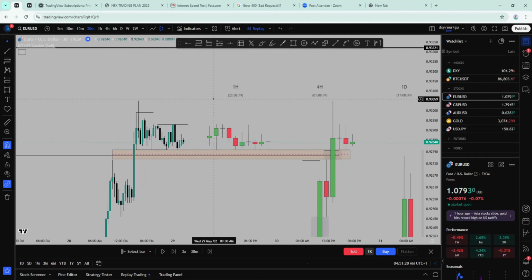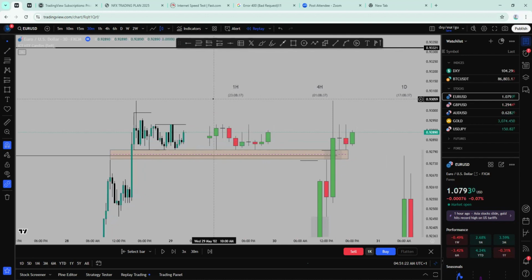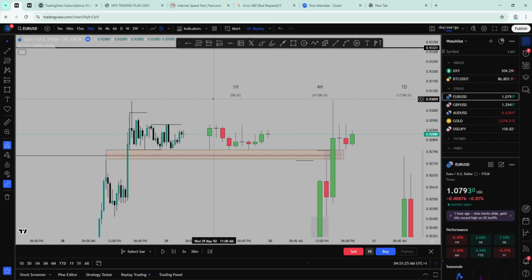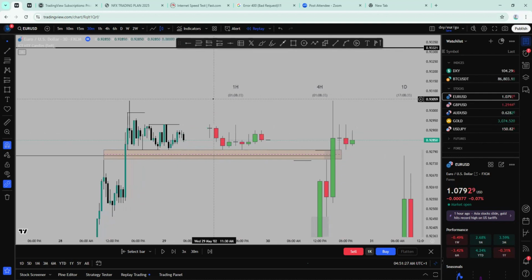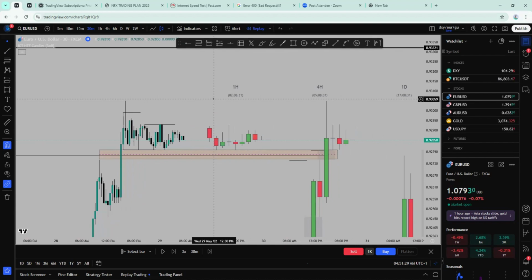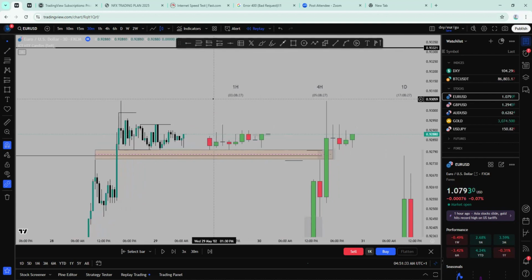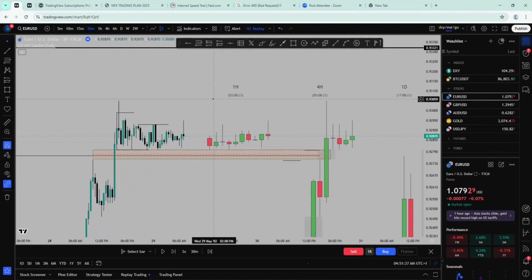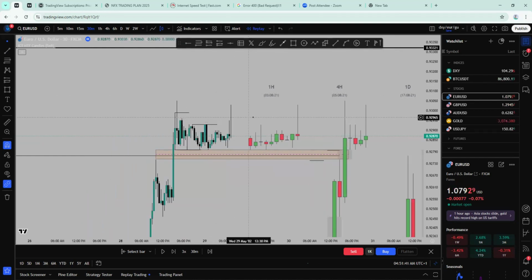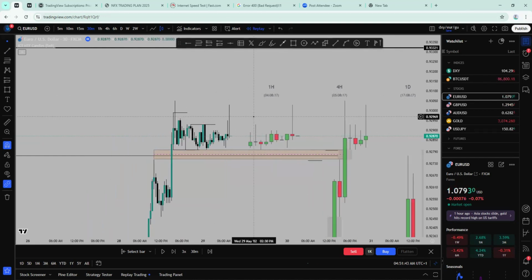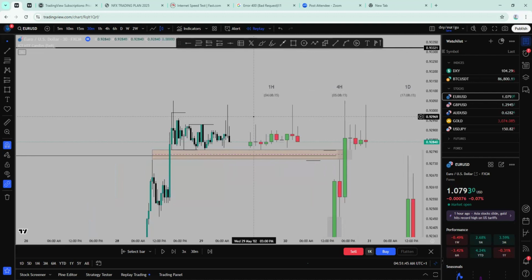So much liquidity build up in that area. I don't know what this is all about. Are we going to take that low before we expand to the upside? Okay. And boom, we are. This is crazy. Good. That's it.